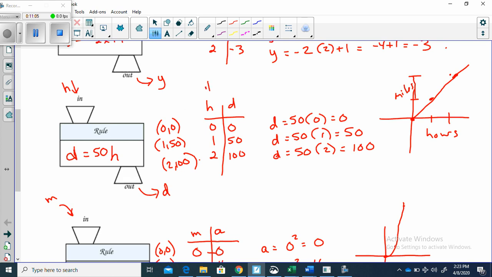I'll look at my x, I'll look at my input. My input can only have one output. I could not have a point that was something like this, 2 and 150, because 2 is already with 100. I couldn't have two different points. Could not have two different y values, two different outputs for my input.